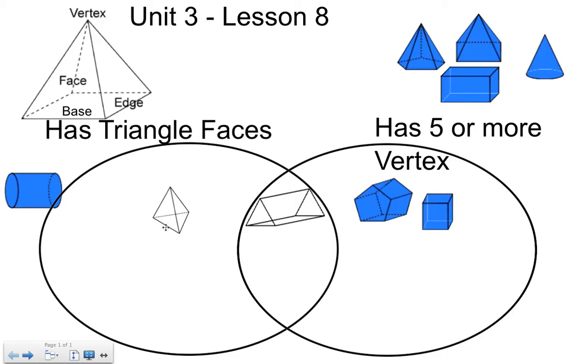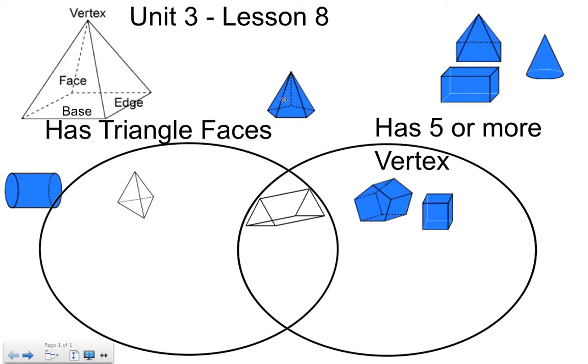This is another pyramid. This is a triangular-based pyramid. Again, this is a square-based pyramid, so a square on the bottom. It's a triangle on the bottom, so a triangular-based pyramid. It does have triangles as a face. Let's see if it has 5 or more vertexes. 1, 2, 3. There's only 4 vertexes. That will go right here. It'll stand there.